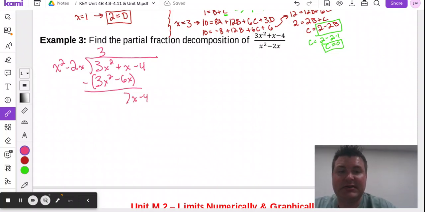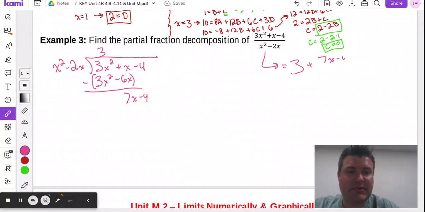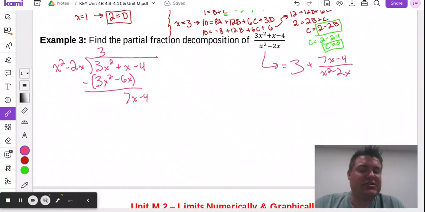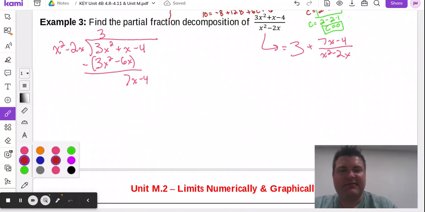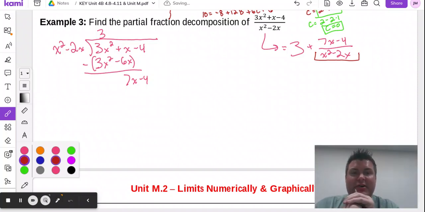So this is actually the same thing as 3 plus 7x minus 4 all over x squared minus 2x. We divide by, it stays on the bottom. Okay? So now I need to do partial fraction decomposition just on the 7x minus 4 over x squared minus 2x. So here we go. Let's go through this process now. So let's go ahead and factor that. I'm going to focus on just this part, and I will put the 3 at the very end if we're okay with that.